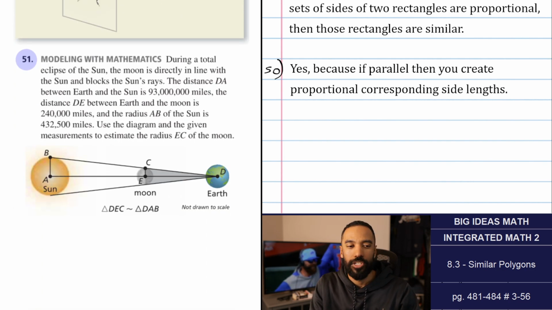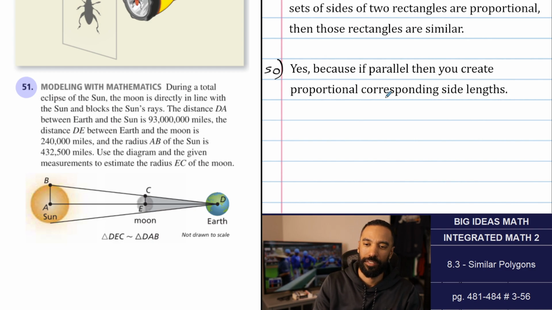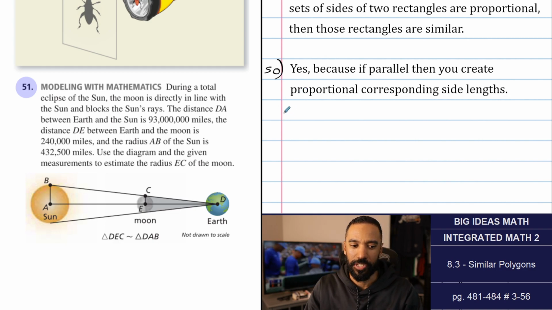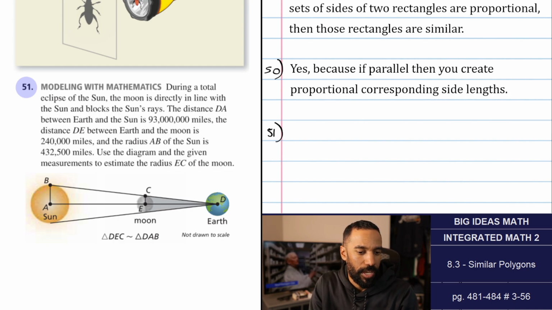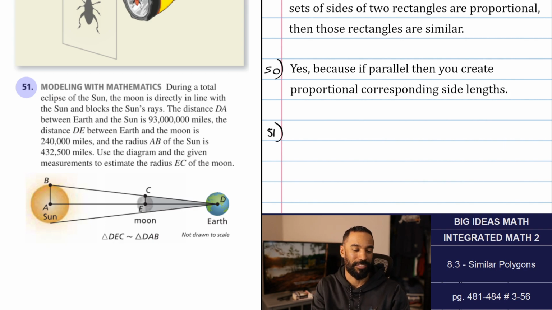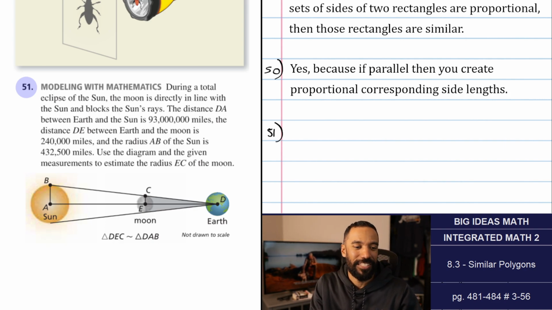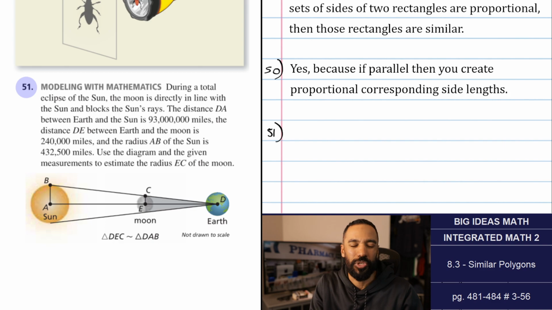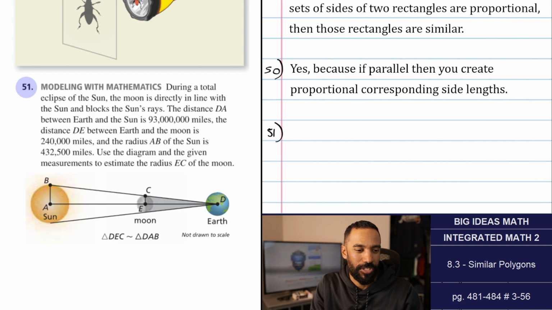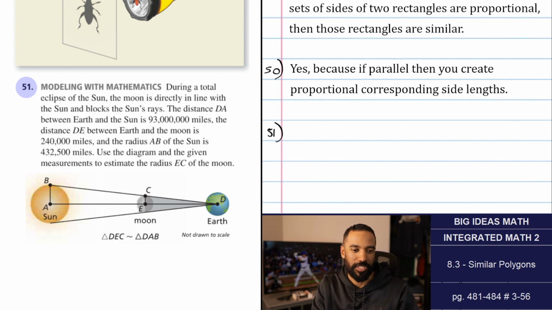Number 51. During a total eclipse of the sun, the moon is directly in line with the sun, and that's an eclipse, and blocks the sun's rays. The distance DA between Earth and the sun is 93 million miles. That's a lot of miles. Space is weird. It's hard to think about. The distance DE between Earth and the moon is 240,000 miles, and the radius AB of the sun is 432,500 miles. Use the diagram and the given measurements to estimate the radius of the moon.